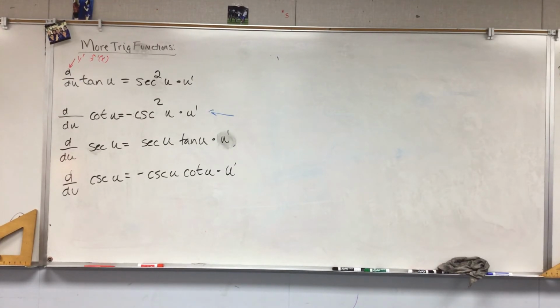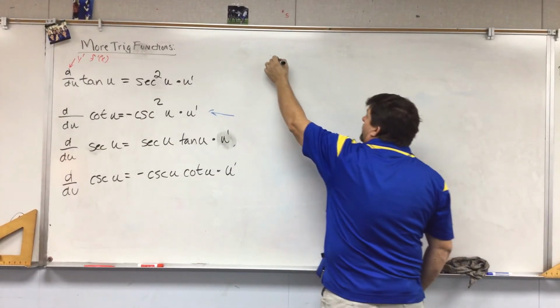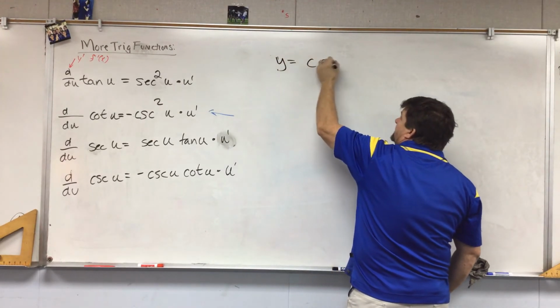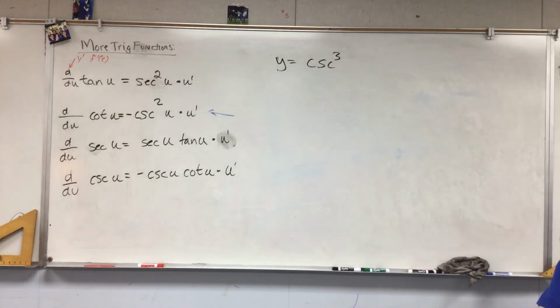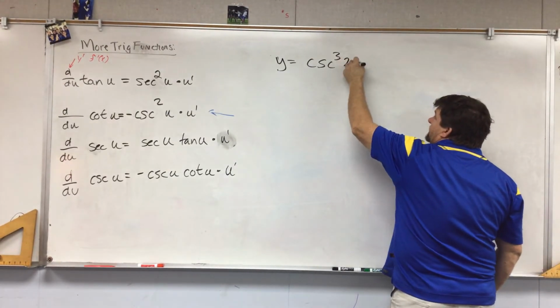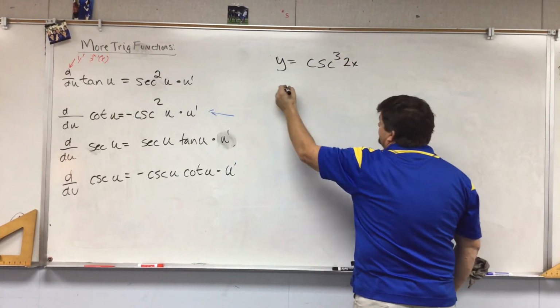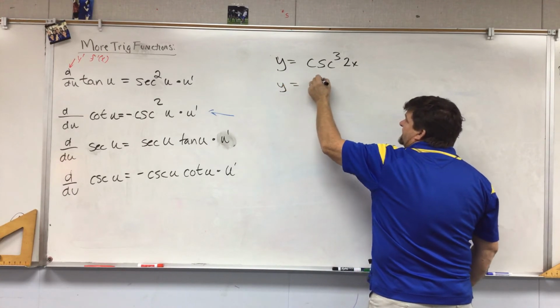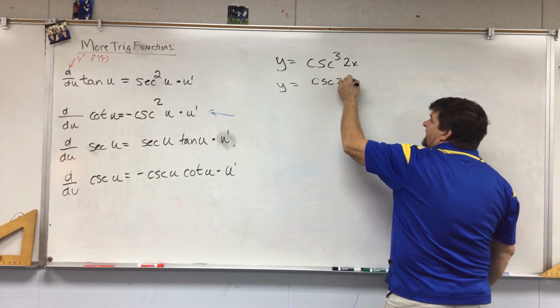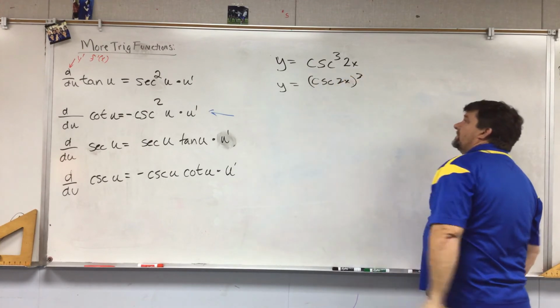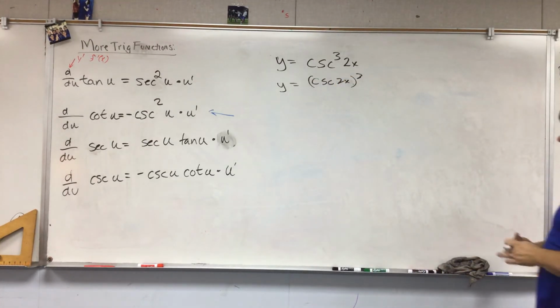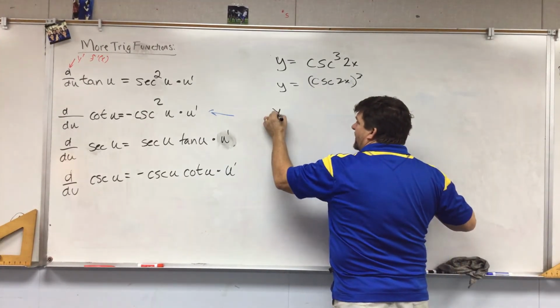So we've got y equals cosecant of 3, what is it here, to the 2x. Okay, so we have it like this. You know me, I like to rewrite these. Cosecant 2x to the third power. Makes it a little easier. So now, here we go, y prime.